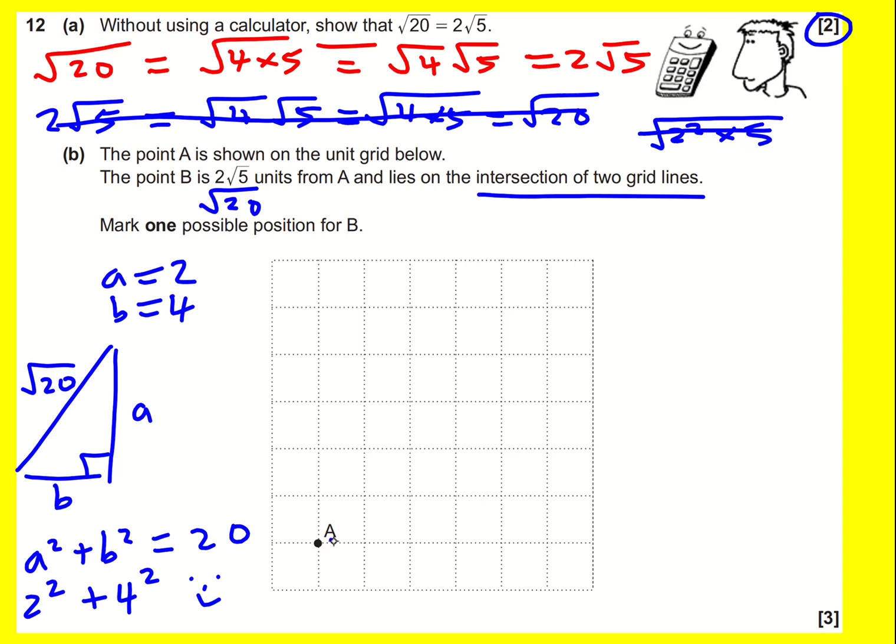If I draw a little triangle, so let's say we go 2 along, this is the case when A is 2 and B is 4 up, then that would be a position where AB is equal to root 20. I've shown my working. I could draw a line, but I think what I've done is absolutely fine.